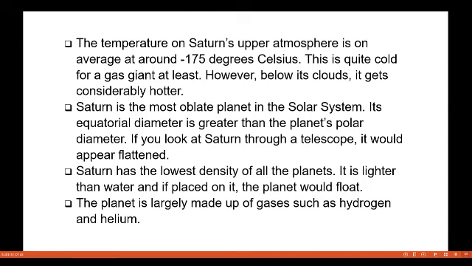Saturn has the lowest density of all the planets. It's lighter than water, and if placed on it, the planet would float. So it would be similar to ice. The planet is largely made up of gases such as hydrogen and helium, similar to the Sun.